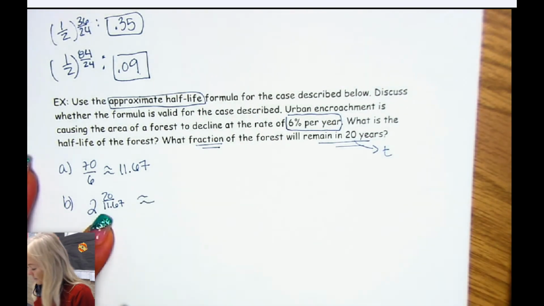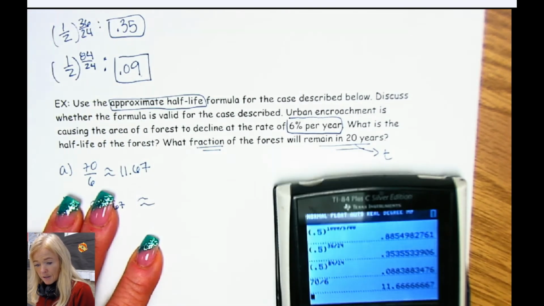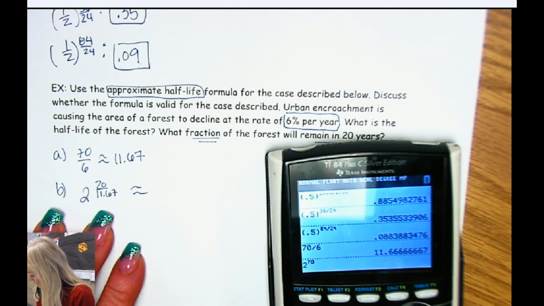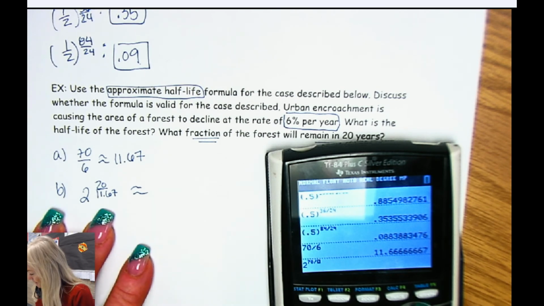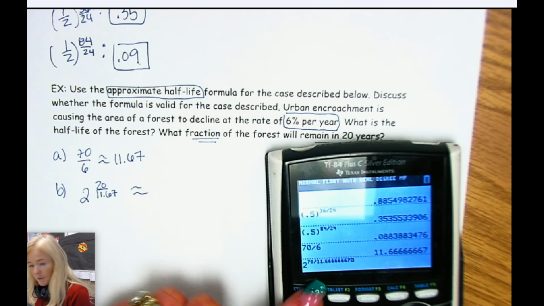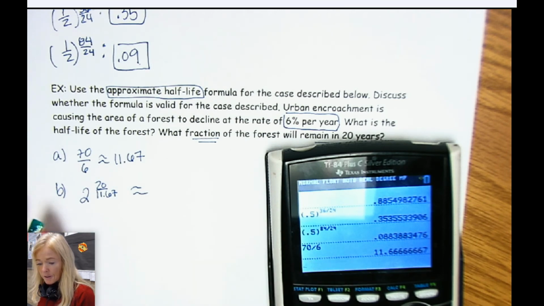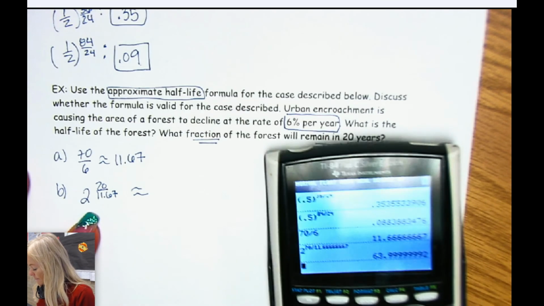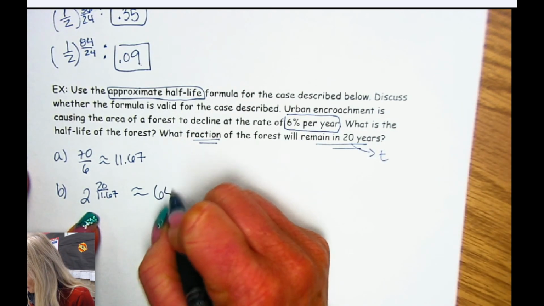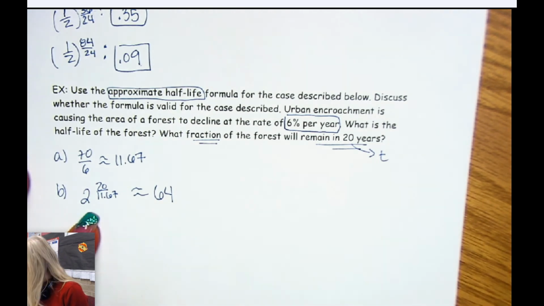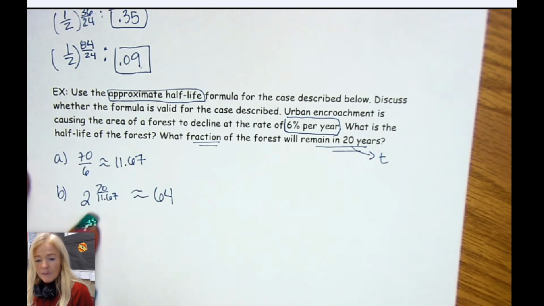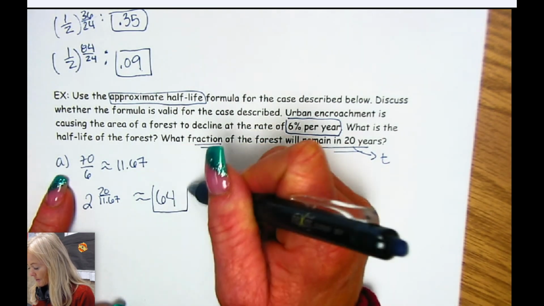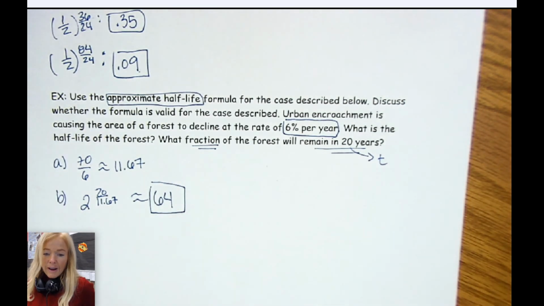All right, and that's going to be in our calculator again. I'm going to let you see what I do in here. It's 0.5 to the power of 20 divided by, and then I'm just going to extract it and put it there. You can just go up and highlight and hit enter, and it puts it right where you want it. And that's going to be 0.30, round to 0.30. So that's the fraction of the forest that will remain in 20 years. A little more than half, so that's great.